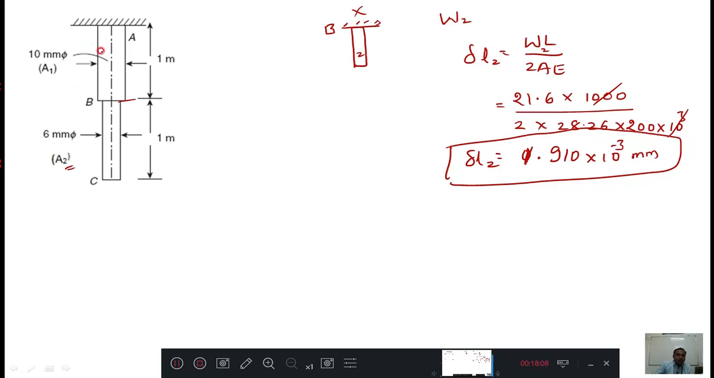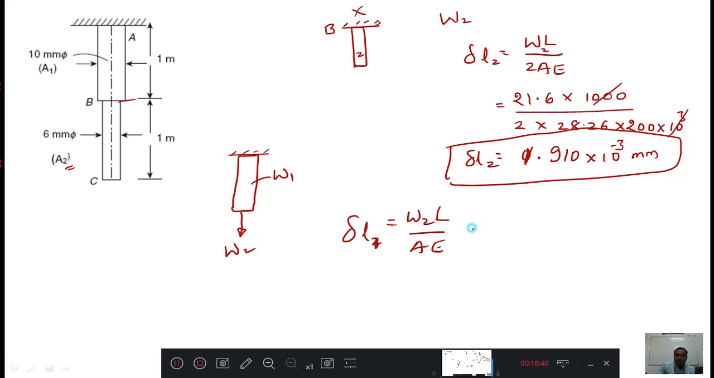But when you come to the first bar, be careful. This is the first diagram I draw. It has its own self weight, that is W1, and this bar is hanging here. And this bar is pulled by some force, that is W2. This W2 will not act as a self weight for the first diagram. Therefore, delta L1 equals, because of pull force W2, W2 L by AE, and because of self weight, W1 L by 2AE. Check it. Think about it.